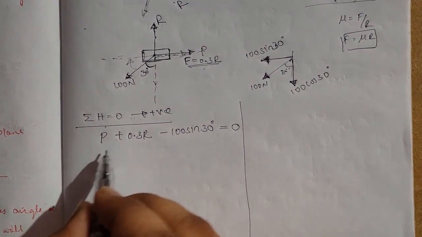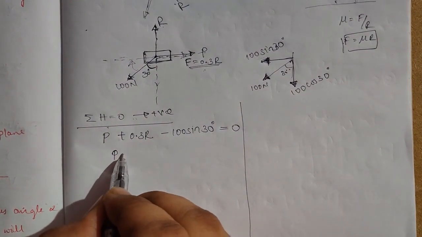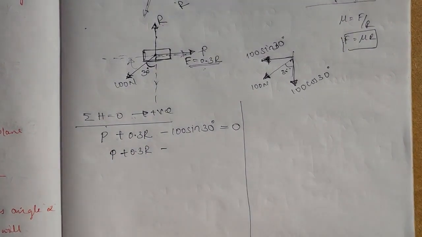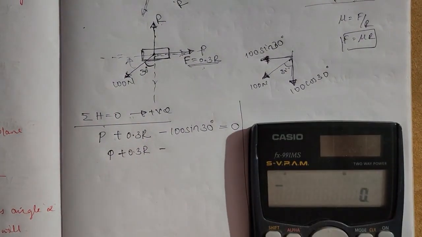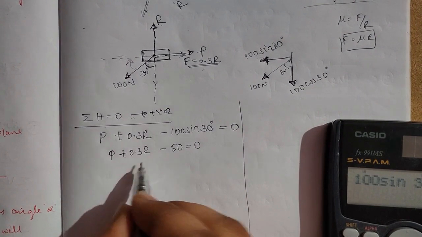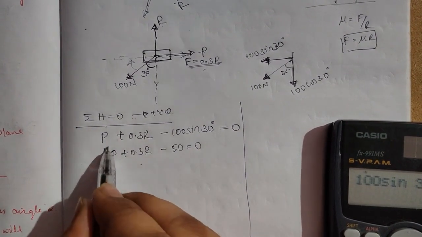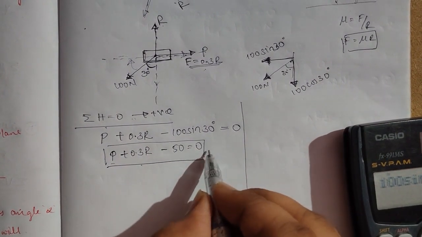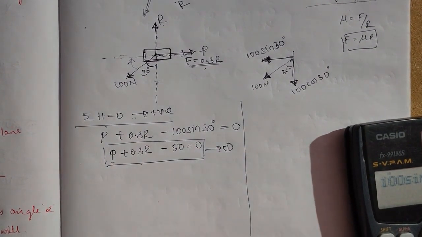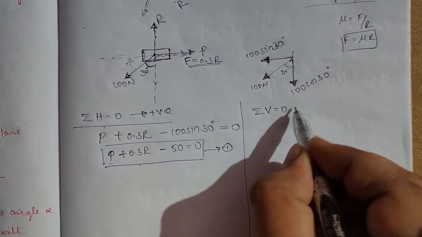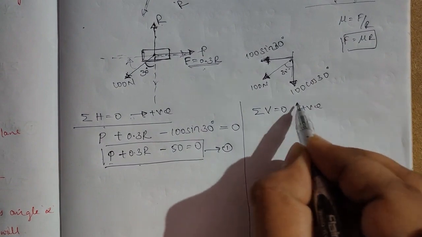okay. Now P plus 0.3 R minus 100 sin 30 degree, sin 30 will be 50, is equal to 0. Then more simplification will not be done because we don't know the value of R also. So equation number 1 I will take. Now summation of V is equal to 0, taking upward as positive.